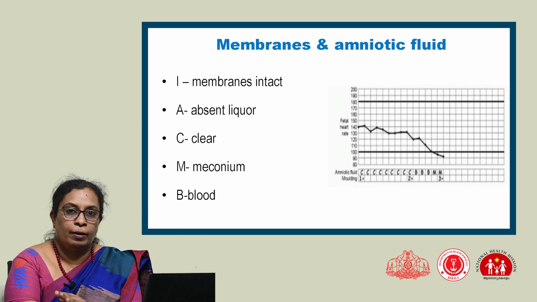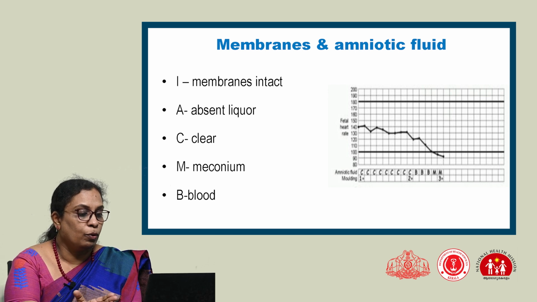And next column comes the membrane and the amniotic fluid column. Here, if it is intact membrane, it is written as I. If absent liquor, it is written as A. If clear mature liquor, it is written as C. And if it's meconium stained, it's written as M. And if it's blood stained, as in abruptio placenta or placenta previa, or other conditions like trauma, you can write it as B.